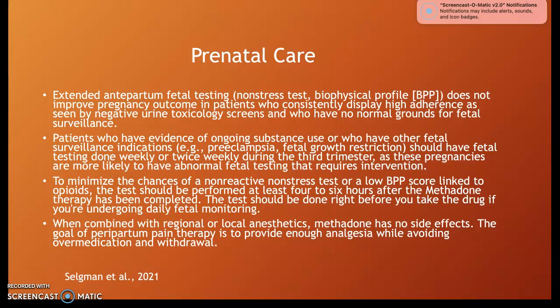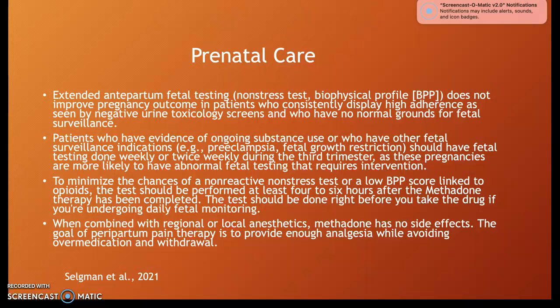An important factor to minimize the chances of a non-reactive non-stress test or a low BPP score linked to opioids: the test should be performed at least 4 to 6 hours after the methadone therapy has been completed. The test should be done right before you take the drug if you're undergoing daily fetal monitoring.